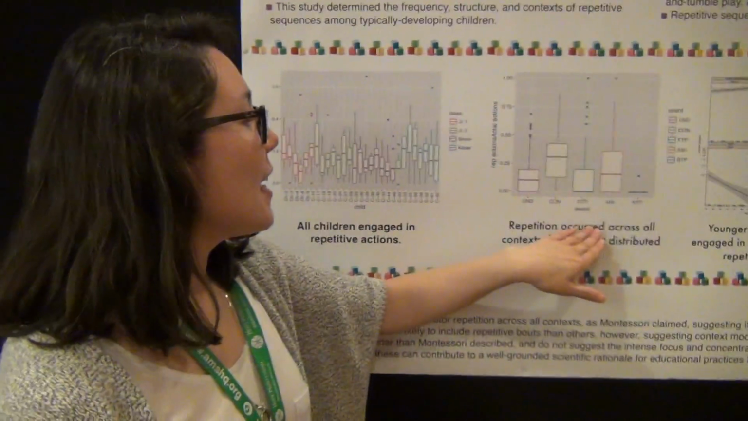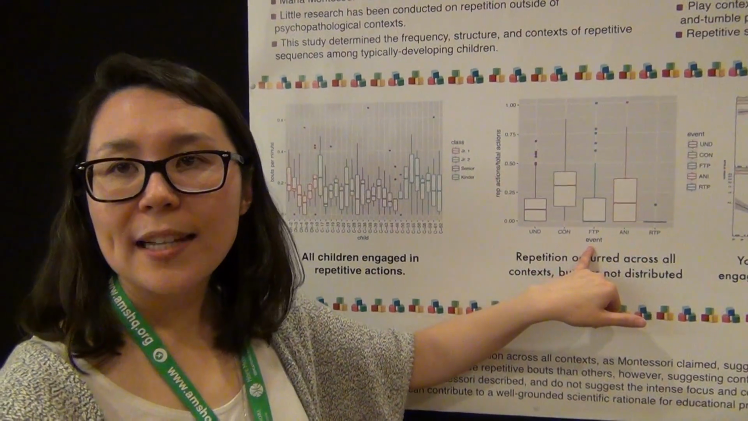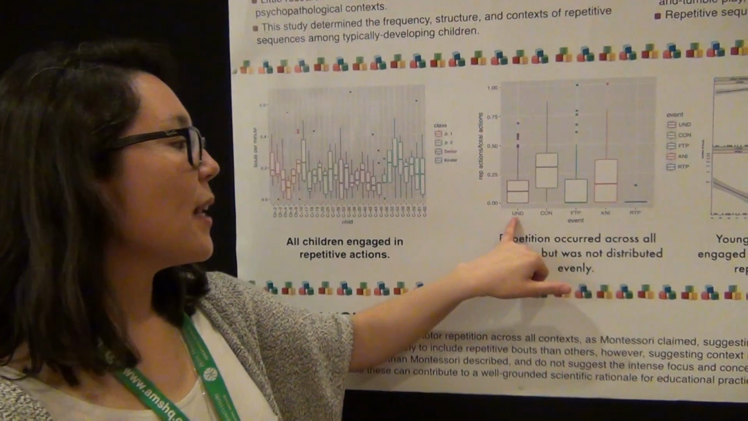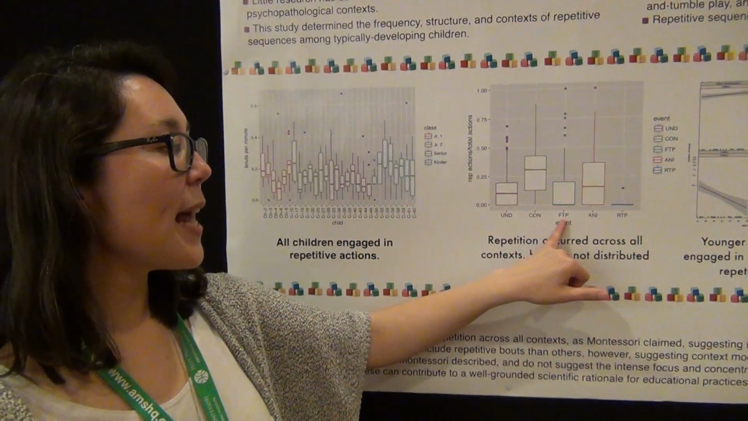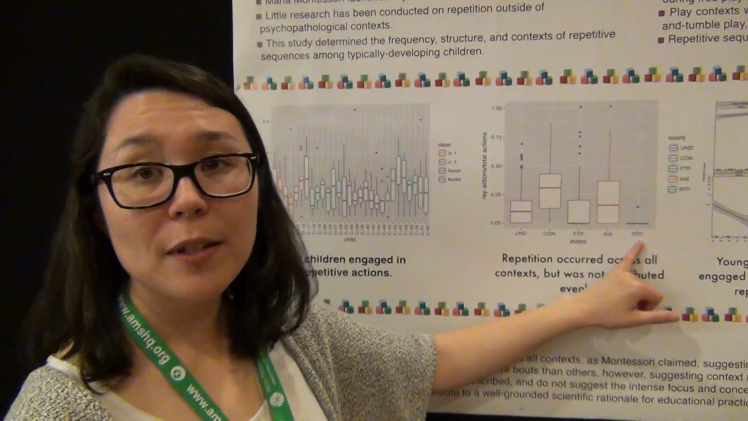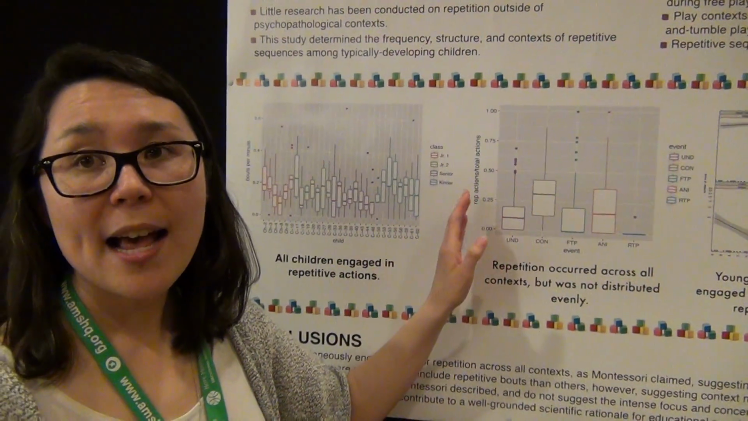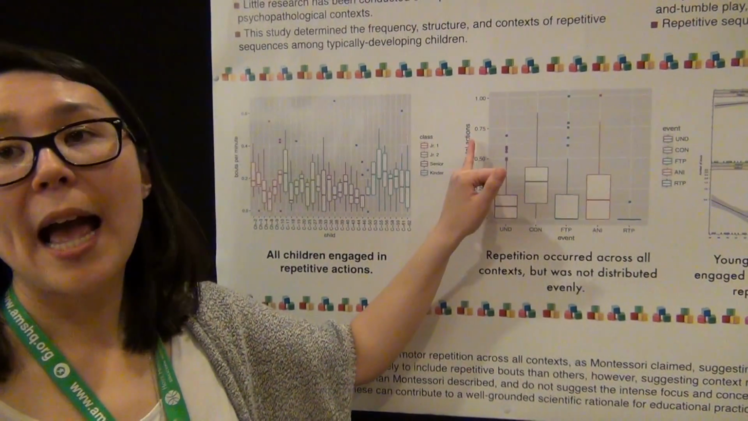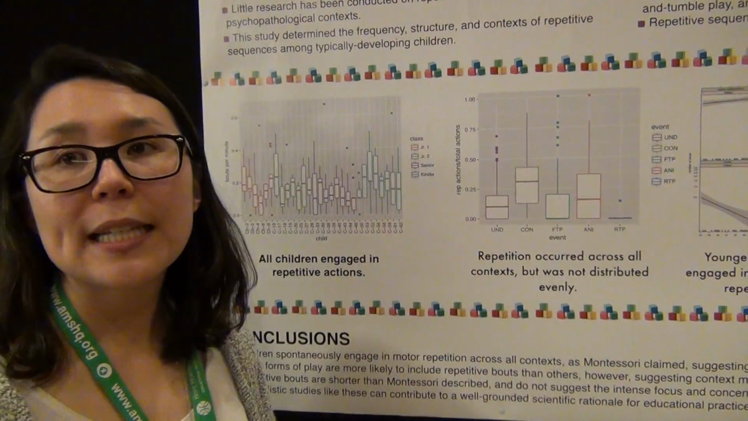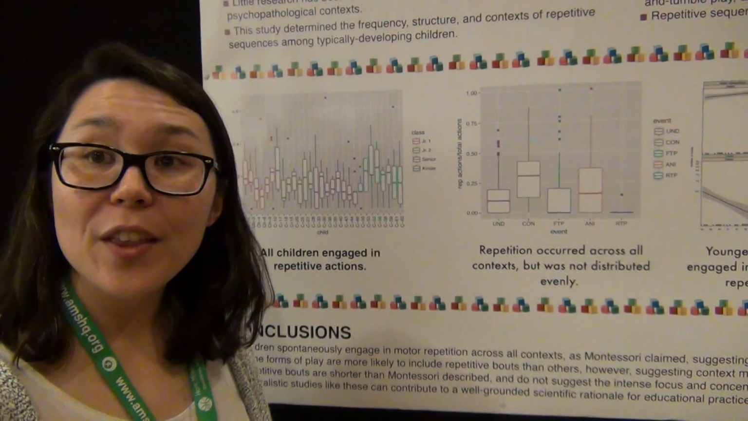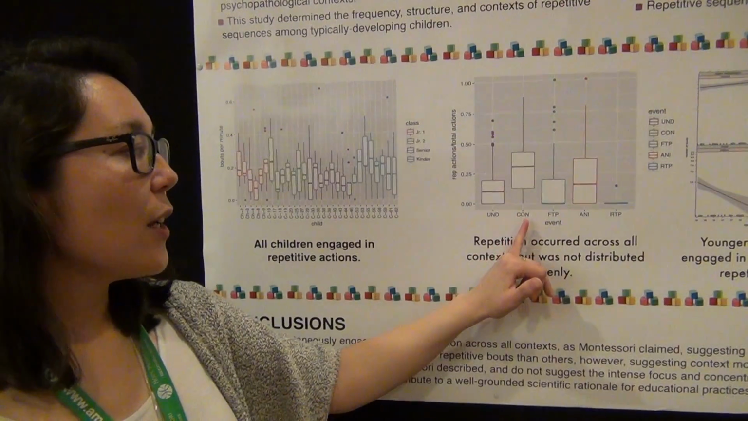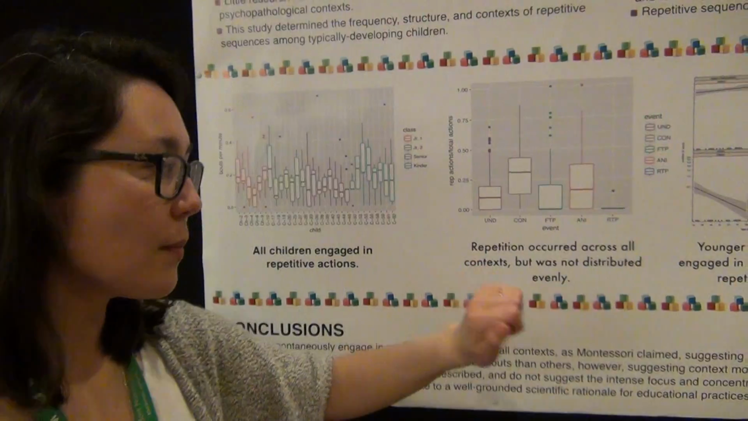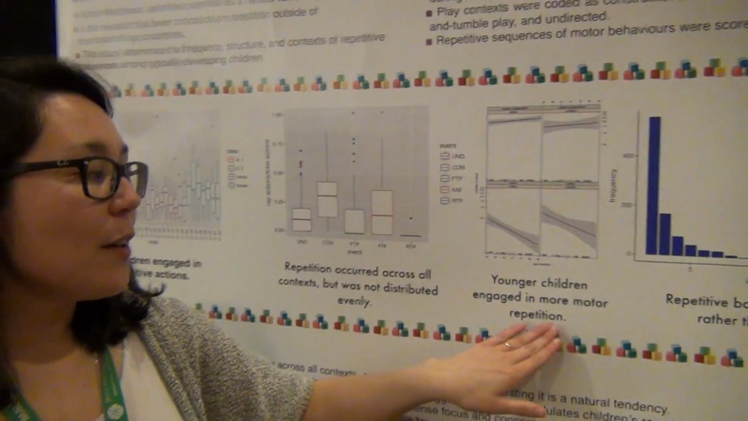And here I have event on the axis. So I called activity event. So we had undirected construction, fantasy play, animation, rough and tumble play, and then the y-axis has proportion. So it's the number of repetitive actions by total action for each event. And children did engage in repetition in all the events, but you can see that construction and animation had the most repetitive activity.